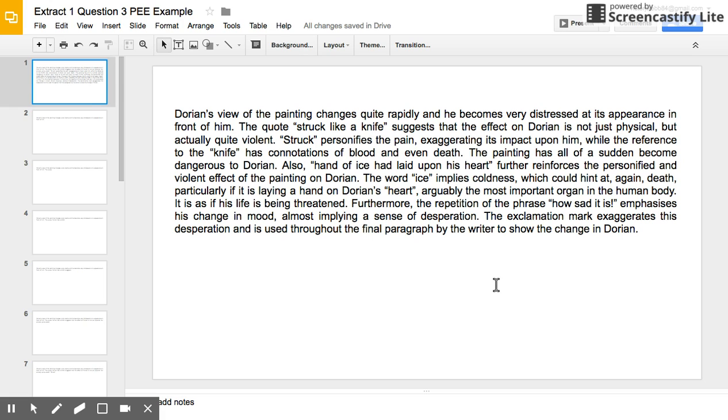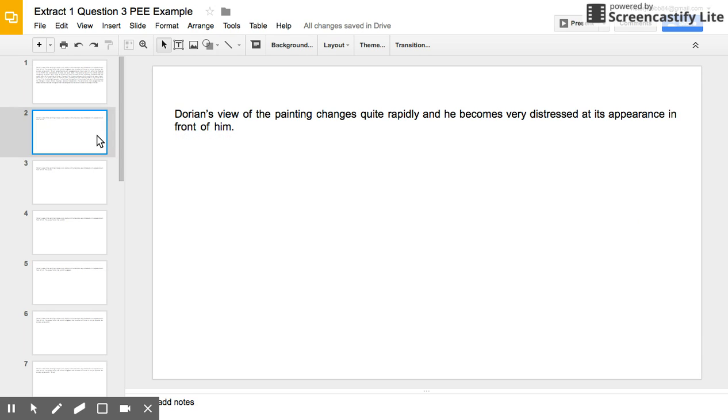Okay, here is a paragraph that you might write if you were analysing an extract. This one is for question 3 of the first extract from Dorian Gray, and it's really just talking you through how you would write the paragraph. So we start off with your point sentence, and essentially it is a PE paragraph. So we start off with your point sentence, which is your overall idea that answers the question.